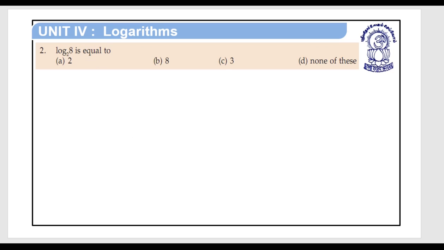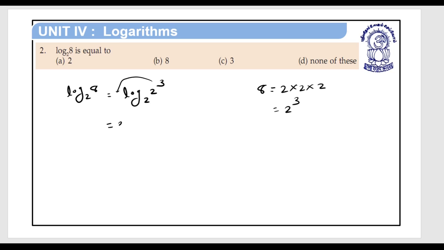Next question. Log 8 to the base 2 is equal to? Instead of 8, we can write 2 into 2 into 2, which means 2 cube. So log 2 cube to the base 2 is 3 into log 2 to the base 2, which is 1. So 3 into 1 is equal to 3. So the answer is C, 3.